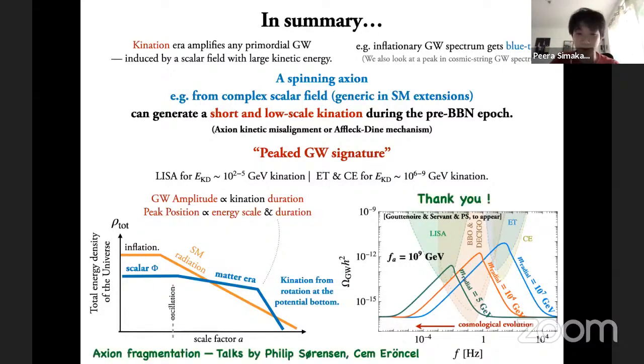Okay, so before closing, this kind of dynamics of the fast spinning axion also leads to another interesting phenomenon, like the axion fragmentation, that we'll talk about later in this session by Philip and Chip.